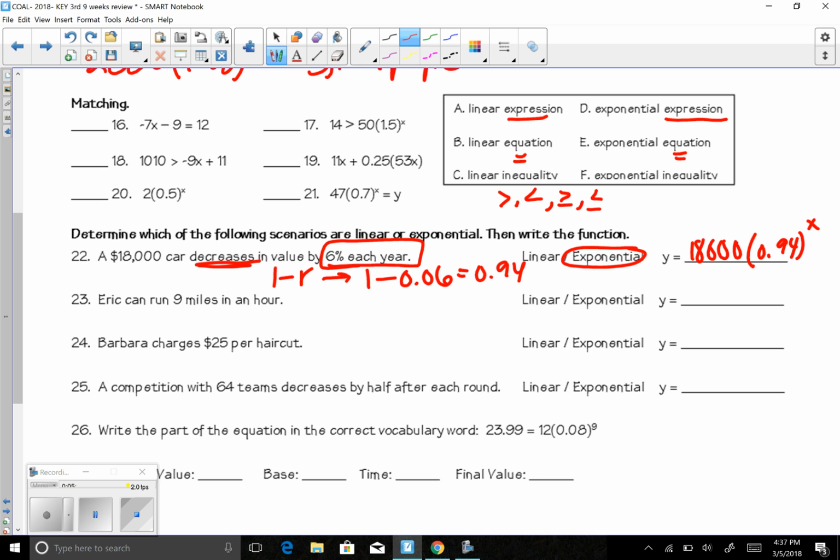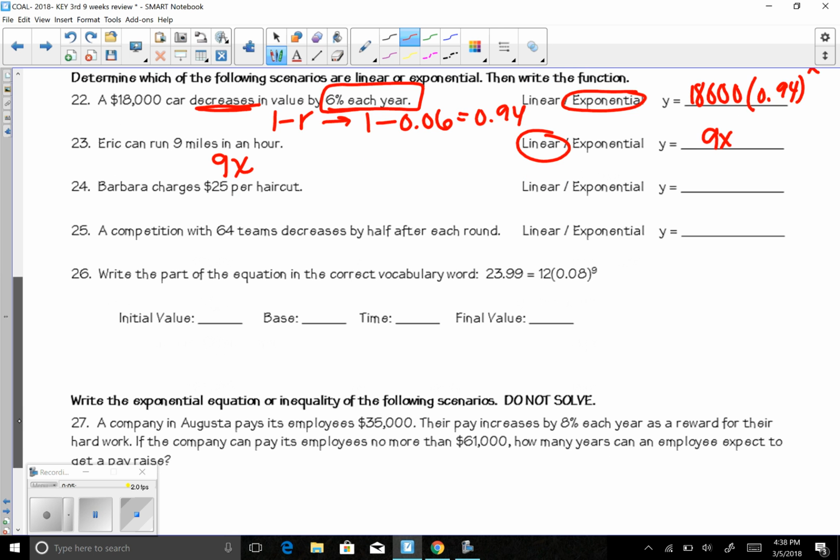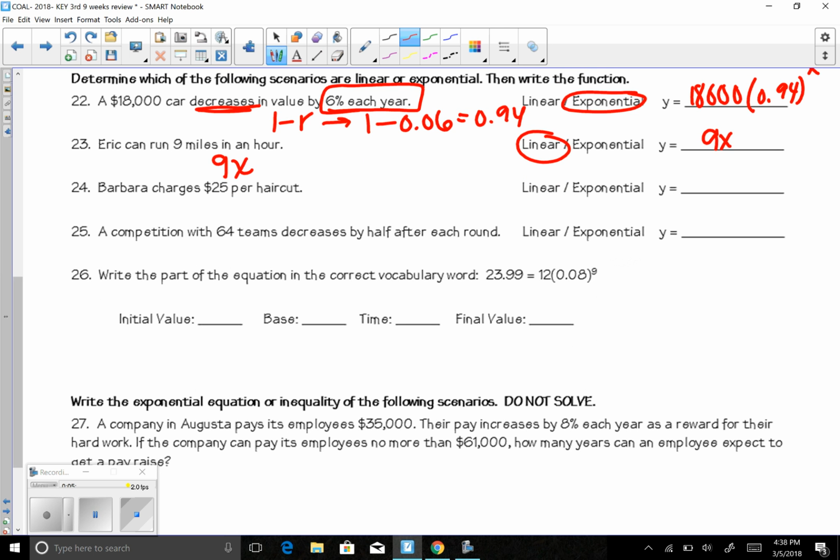23 is not super explicit. Eric can run 9 miles in an hour. Well, that's really just he's running 9 miles for however many hours that he's going to run. So that would be 9 times x. That would be linear. All right. So 24 and 25, it's the same thing. 26, you're just labeling these. Remember, y equals a times b to the x power. So you're just figuring out which is the initial value, the base, the time, and the final value there.